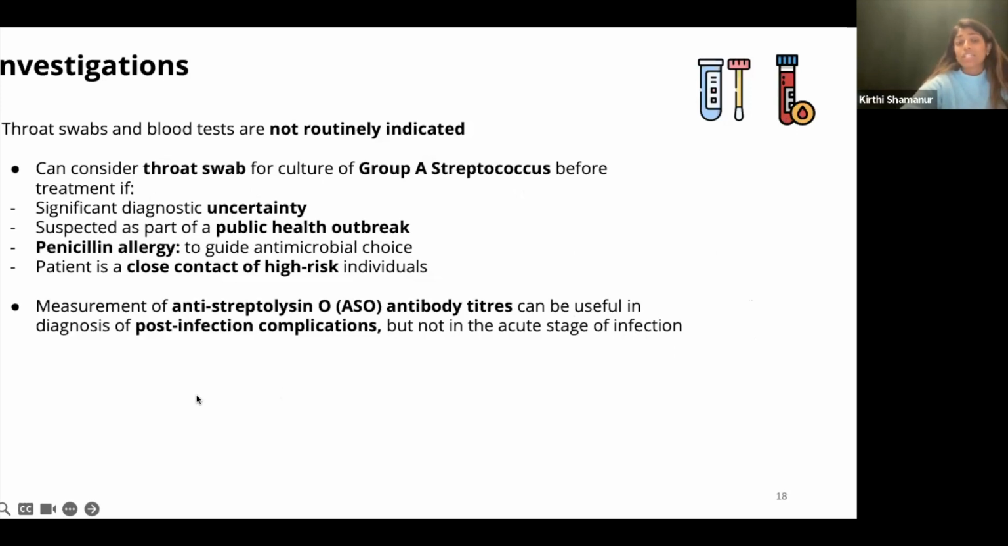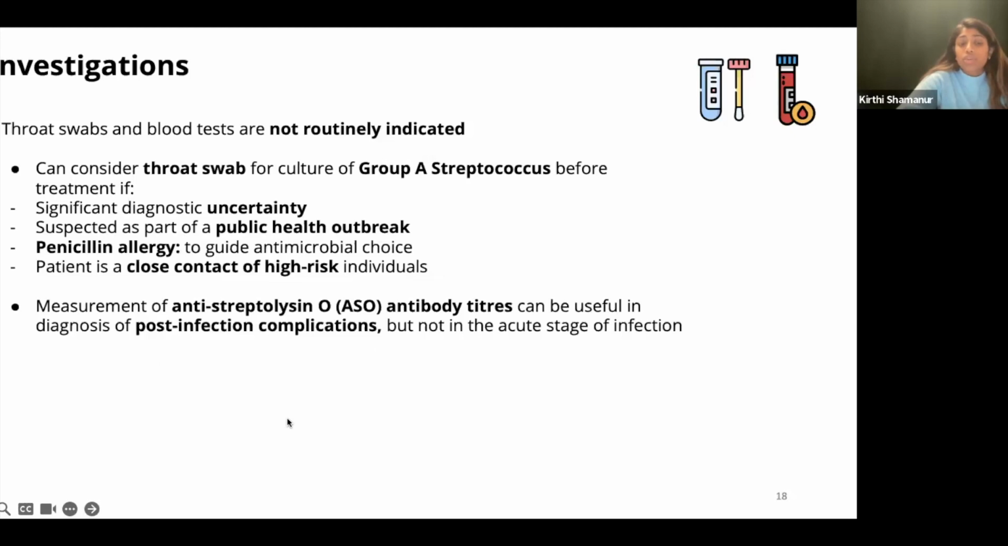And penicillin allergy. So when you do bacterial throat swabs, you get a list of sensitivities. So then it can help guide the antimicrobial choice, because not all antibiotics are going to be sensitive. And if they're in close contact of high risk individuals, so as we saw at the start, so it can be postpartum women, immunosuppressed individuals. So if the child or the patient is in close contact, then you probably do it just to know in terms of isolation. And then blood test wise, as we saw at the start, you can do blood tests just to look at inflammatory markers, so CRP, white blood cells, and if you're concerned about any post-infection complications.